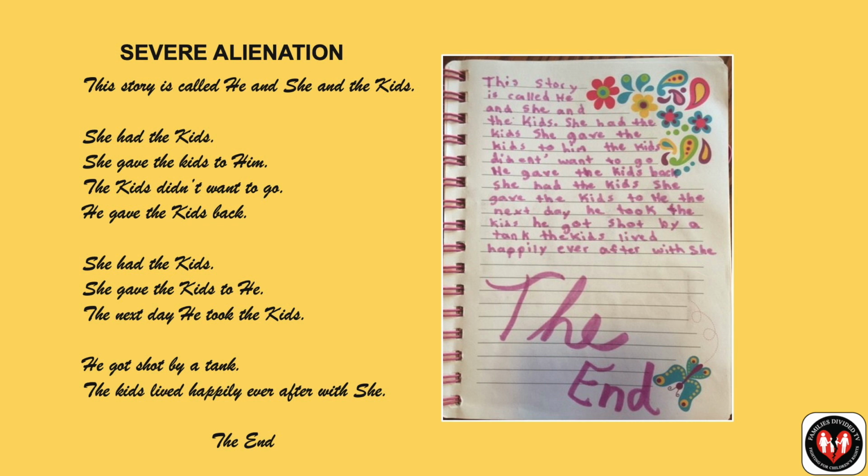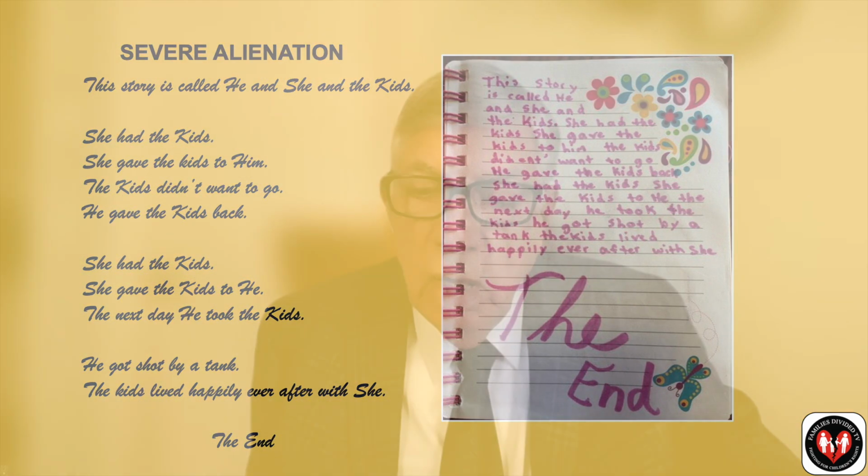He gave the kids back. She had the kids. She gave the kids to he. The next day, he took the kids. He got shot by a tank. The kids lived happily ever after with she, and then it says the end.